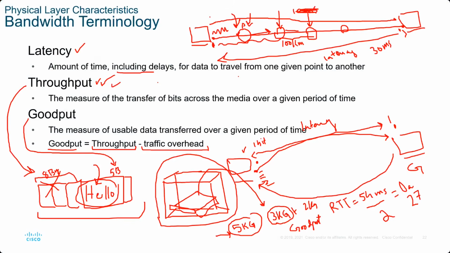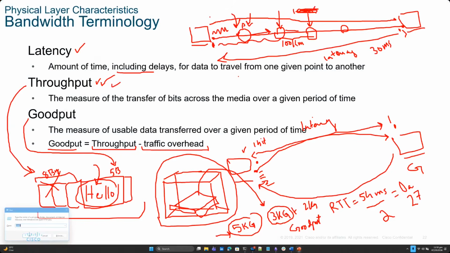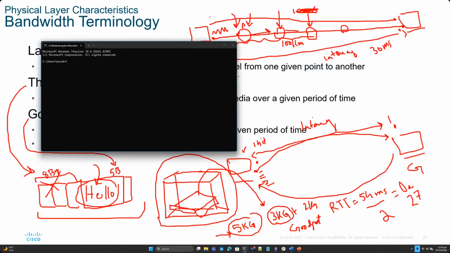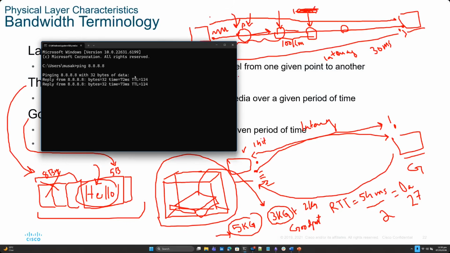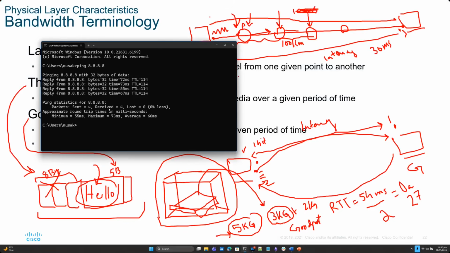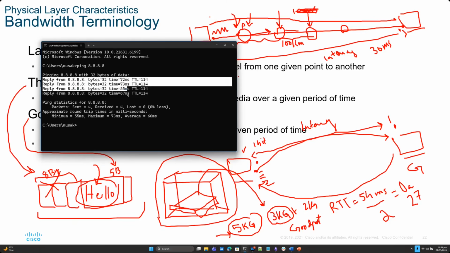change in the latency. So for example, let me do a ping again. If I do a ping, what we want is that the latency should remain constant. So for example, if I have a latency of 72 milliseconds, 73 milliseconds, 55, 67, I'm sending 4 packets, and every time the latency is different.